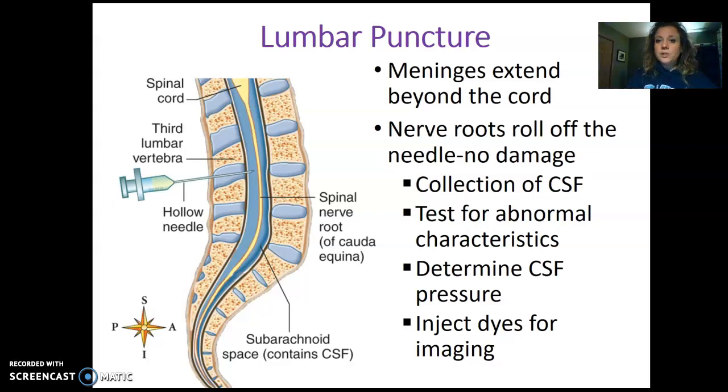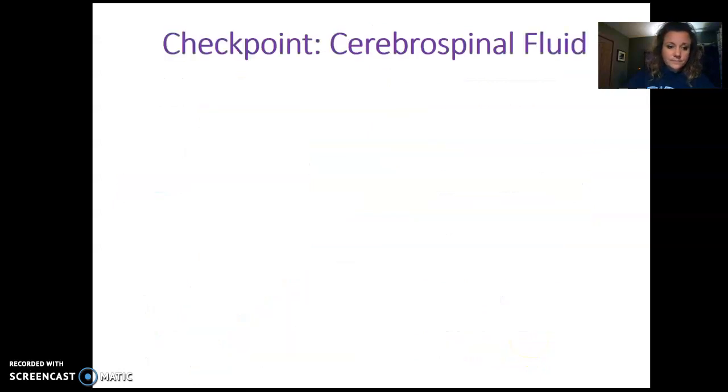So a lumbar puncture is usually used to collect cerebrospinal fluid in order to test for abnormal characteristics, like to see if it's cloudy, to determine the pressure, the amount of cerebrospinal fluid that is inside. Or if they need to see something inside of the spine, they can inject some dyes for imaging.